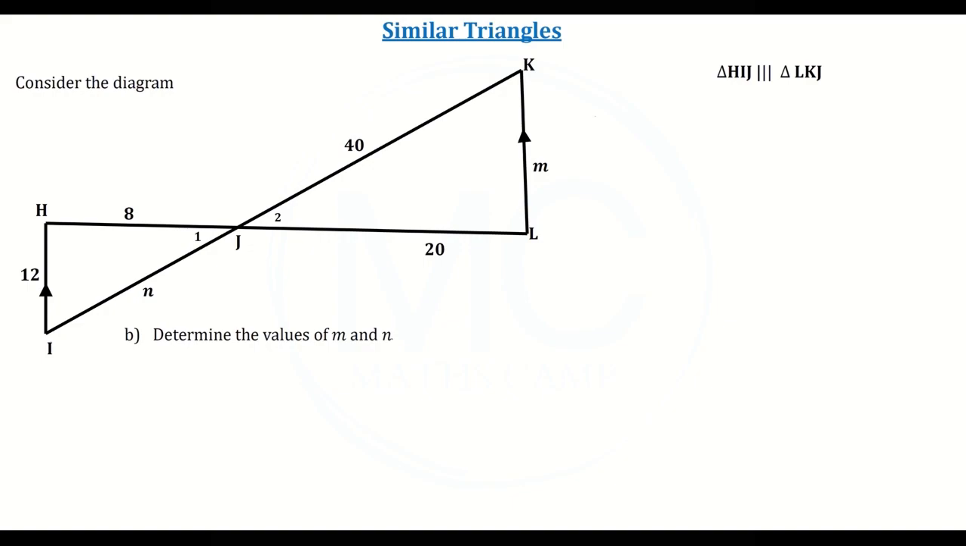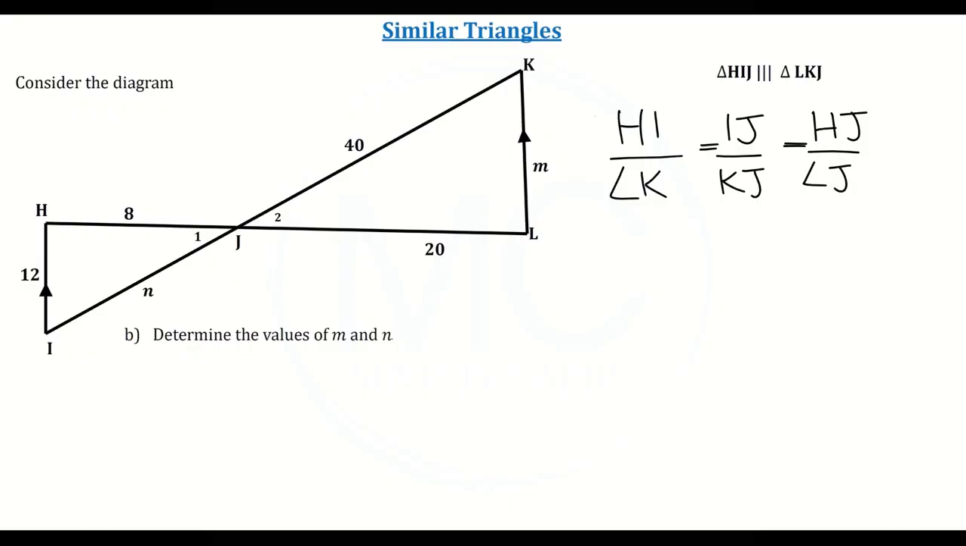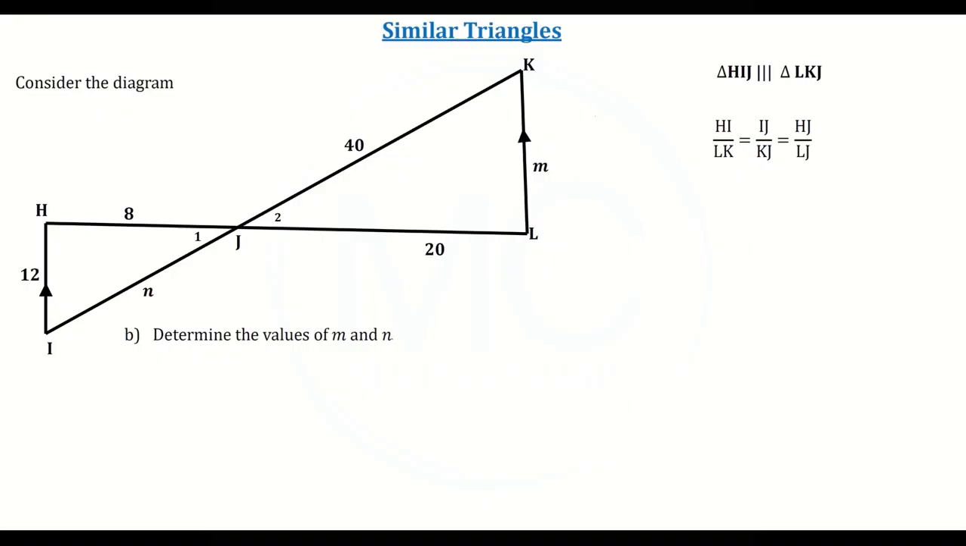H and I are the first two letters in HIJ. So we can say HI over LK, the first two letters in LKJ, is equal to IJ, the second and third letter in HIJ, over KJ, the second and third letter in LKJ. And we make this equal to HJ, the first and third letter in HIJ, over LJ, the first and third letter in LKJ. Now let's mark these sides on our diagram.